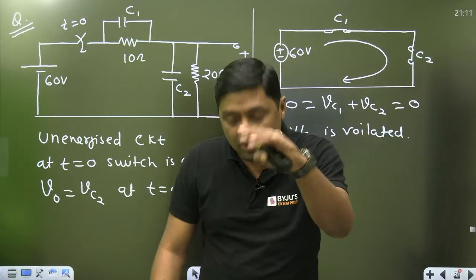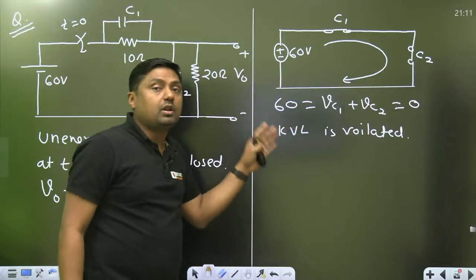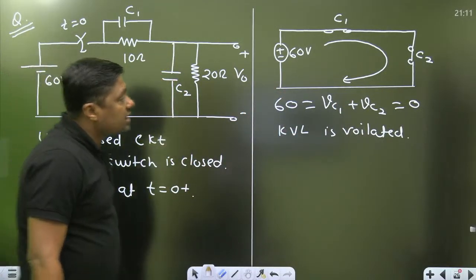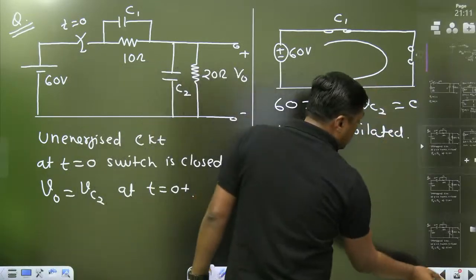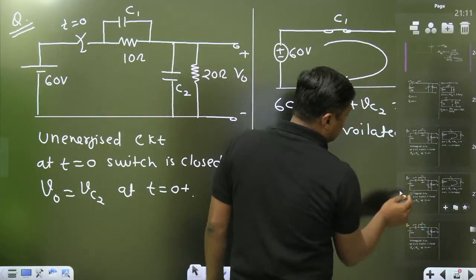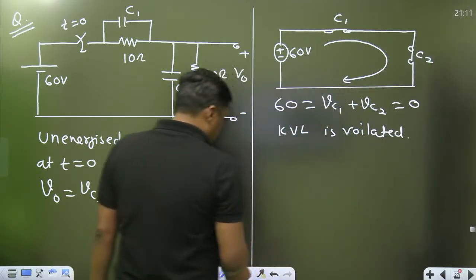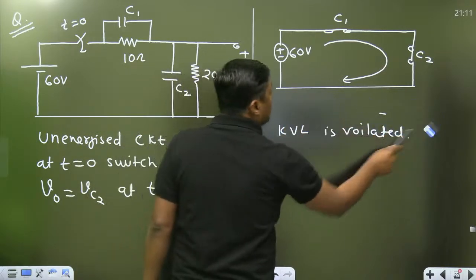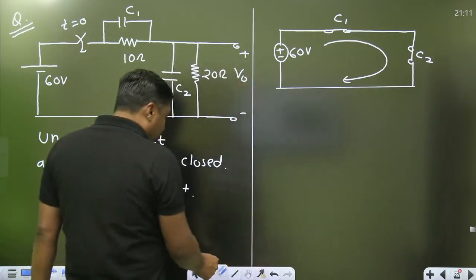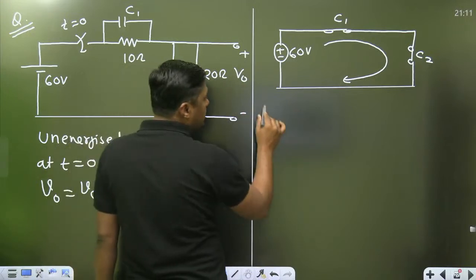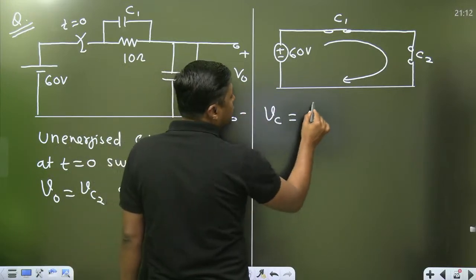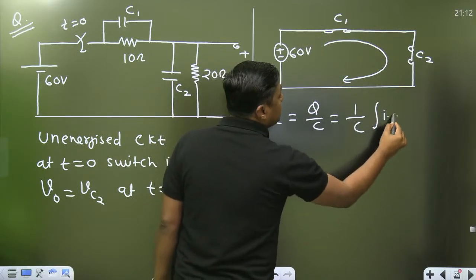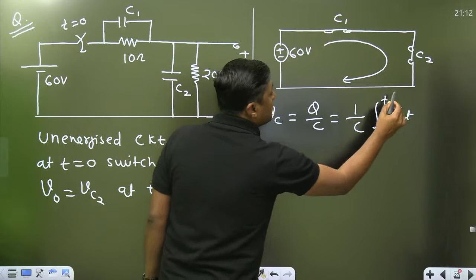Sudden change of voltage. In this case, the capacitor will allow the sudden change of voltage. Why will the capacitor allow it? Again watch this diagram. Yes, the capacitor will allow sudden change of voltage to satisfy the KVL, because there is a violation of the KVL. Always remember, the voltage across the capacitor is given by Q by C, that is 1 by C integral of i dt, 0 to t.